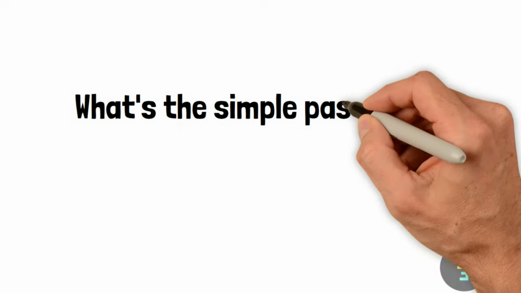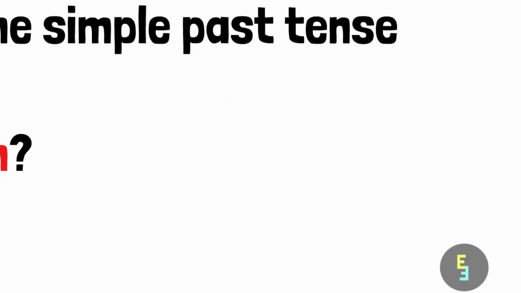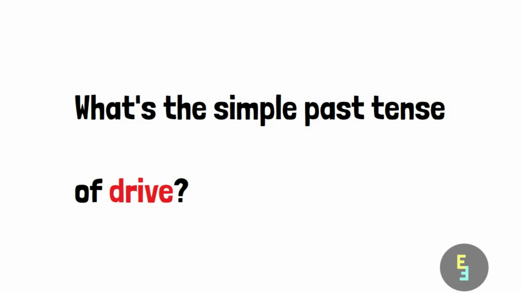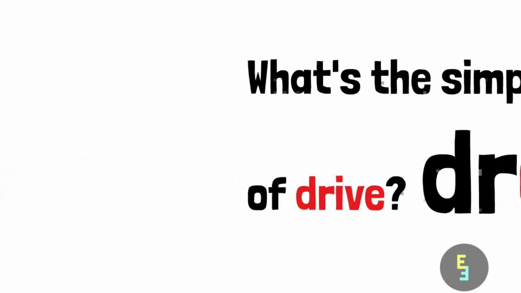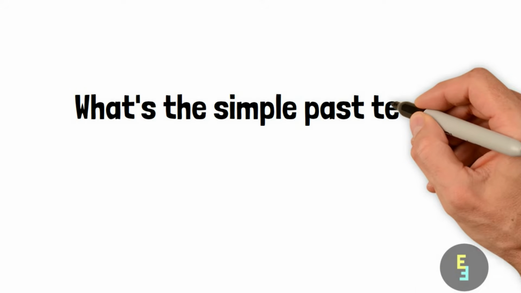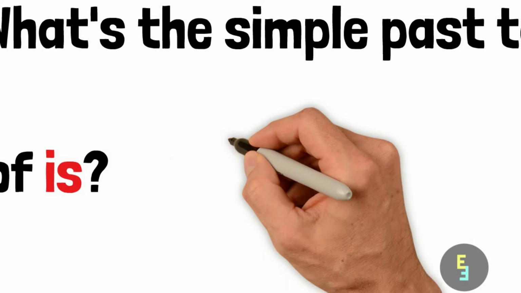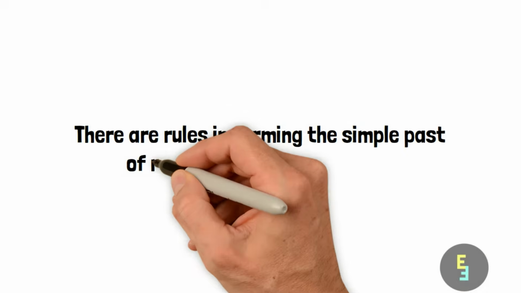What is the simple past of watch? That's right. The simple past tense of watch is watched, with ed. How about the word drive? Great! The simple past of drive is drove. How about the simple past of the linking verb is? Yes, it's was. In just a moment, we'll be discussing the rules on how to form the simple past of both regular and irregular verbs.